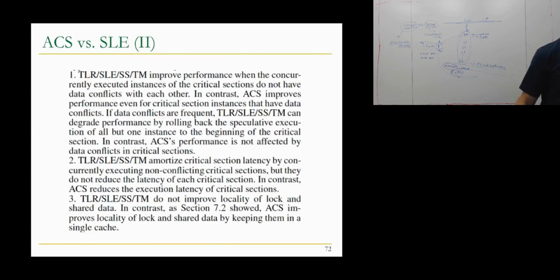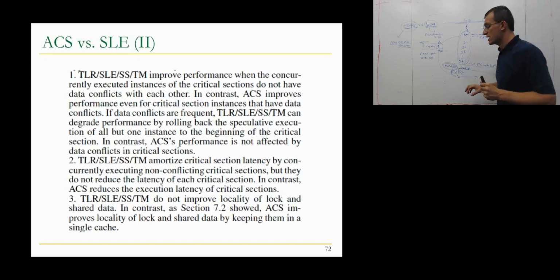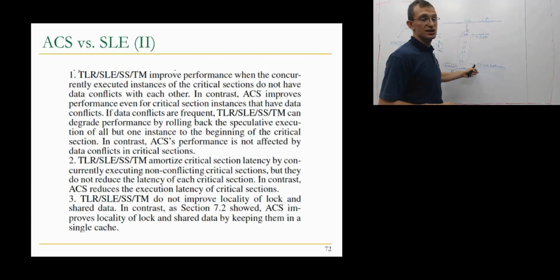ACS is partly orthogonal to these approaches, this paper states, because when the critical sections have conflicts with each other, these approaches do not work because they need to roll back speculative execution to the beginning of the critical section, right? For all of the instances of the critical section except for one. Whereas ACS, regardless of however many data conflicts you have, still obeys the locking semantics in execution. As a result, it serializes the locks, serializes the instances of the same lock. Basically, the big difference is these are latency hiding mechanisms. Accelerated critical sections is hopefully a latency reducing mechanism for critical sections. And also the locality improvement that you get with ACS is not there with SLE or transactional memory, because these approaches do not execute synchronization constructs in a single place.